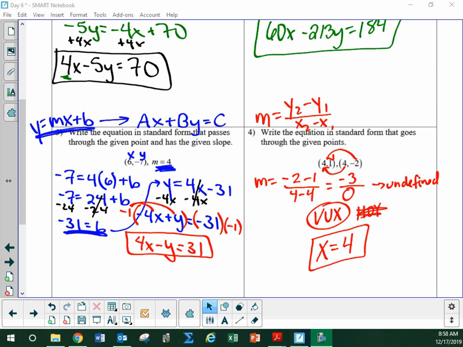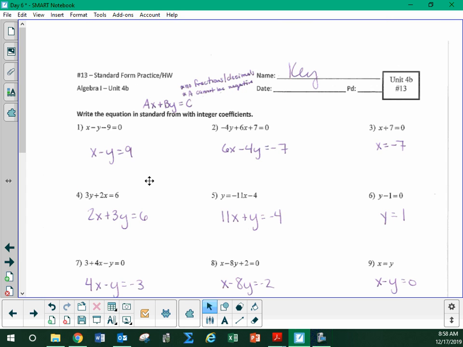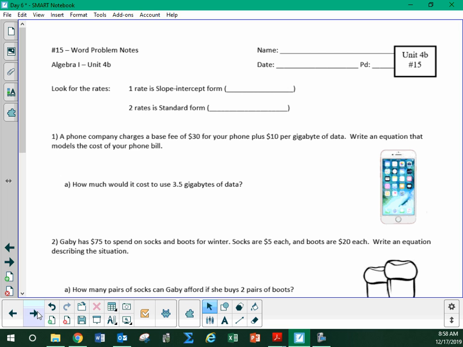Okay, so number 15, again, we're just doing more with word problems. So nothing crazy from before. A lot of the same stuff that we've done before with word problems. So again, nothing different from your word problems before, it's just now we have more than one rate.